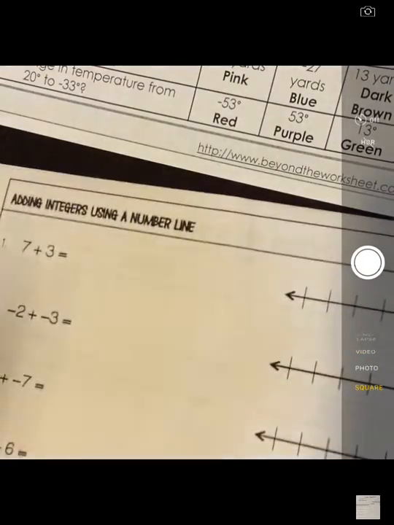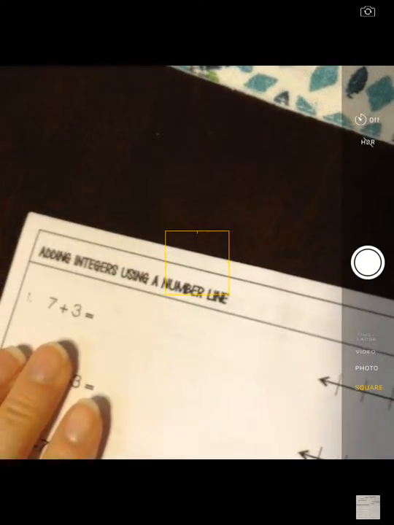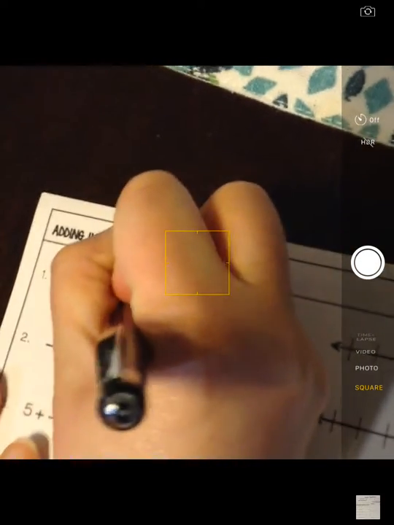Okay, so now it's wanting us to show how we could use a number line to add integers. So for the first one, let's just solve all of them. 7 plus 3 is 10.